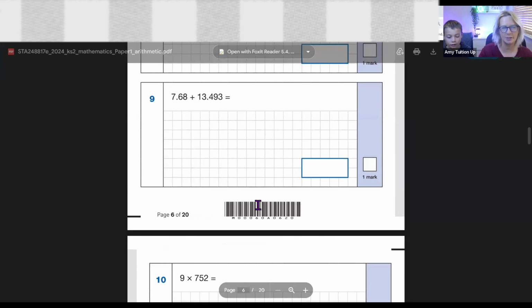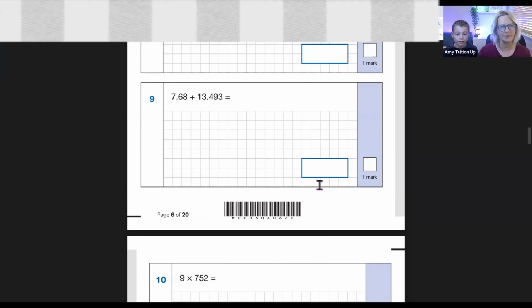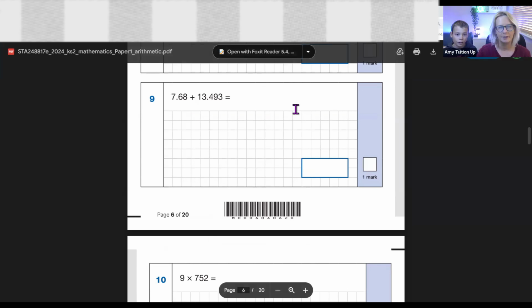Okay, question 9. Let's have a go of this one then. Let me get the little pen. Question 9, 7.68 add 13.493. Going for the biggest number first. Very good. So the important thing here, what do you think is the key thing where people go wrong in this one? What do you think people do?